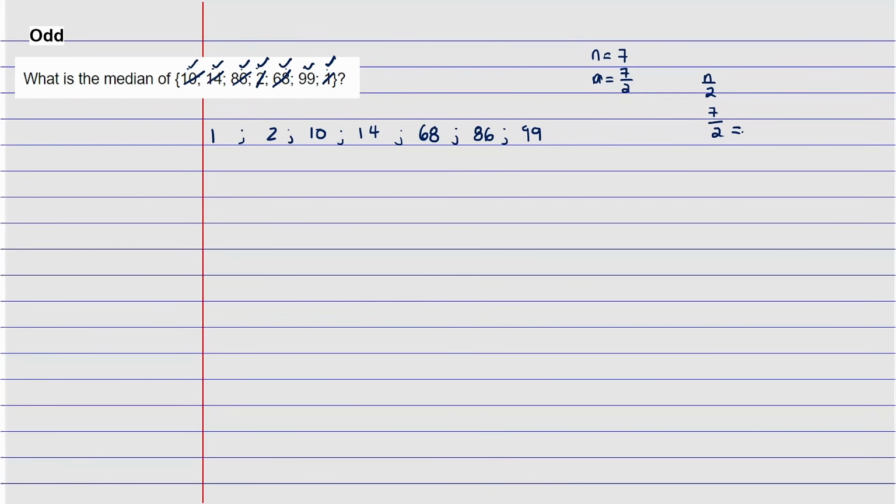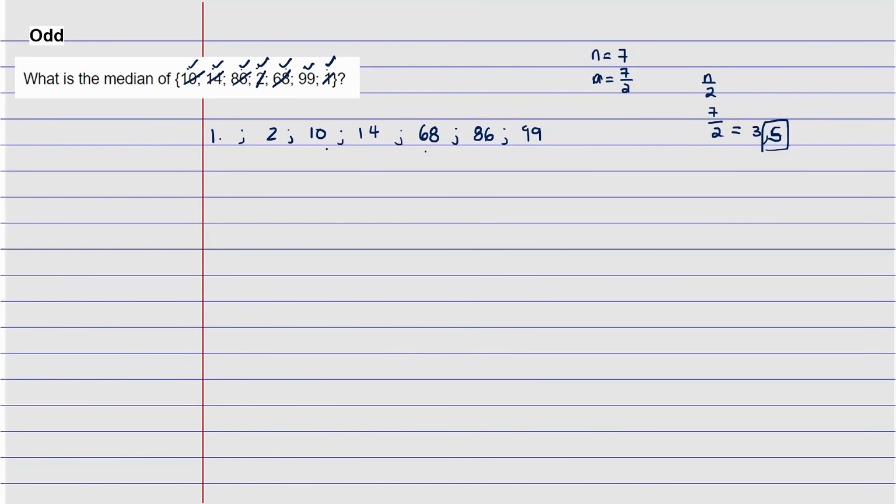Which is going to give us what? You're going to get your value as 3.5, right? So you're going to ignore this 0.5. Then you're going to count 3 terms going this side and 3 terms going this side. The one that's not counted is going to be your median.